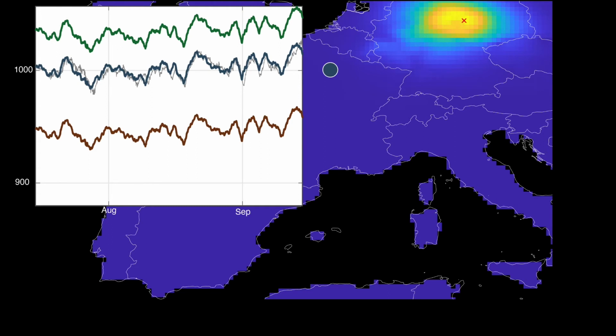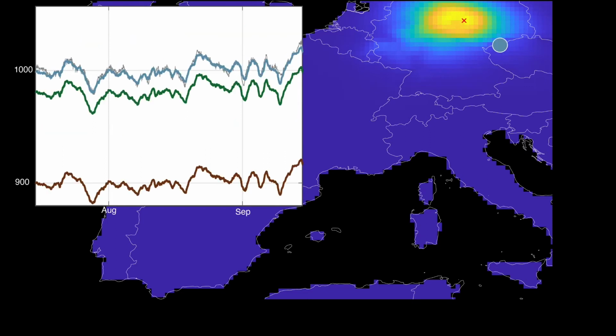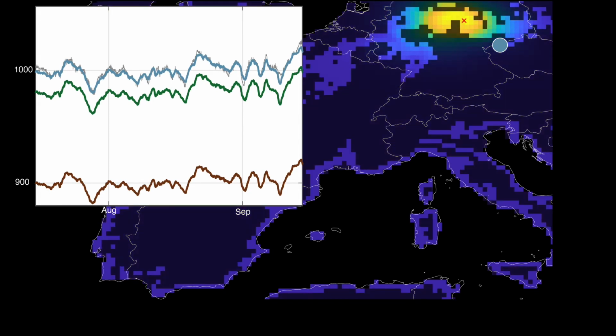We can then simply check if the time series falls in between the two lines. If so, as in the case for Paris, we keep the data point. But if not, as in the case for the Czech Republic, we exclude this grid cell by masking the probability map. Repeating this procedure for each grid cell produces a map of possible location for our birds.